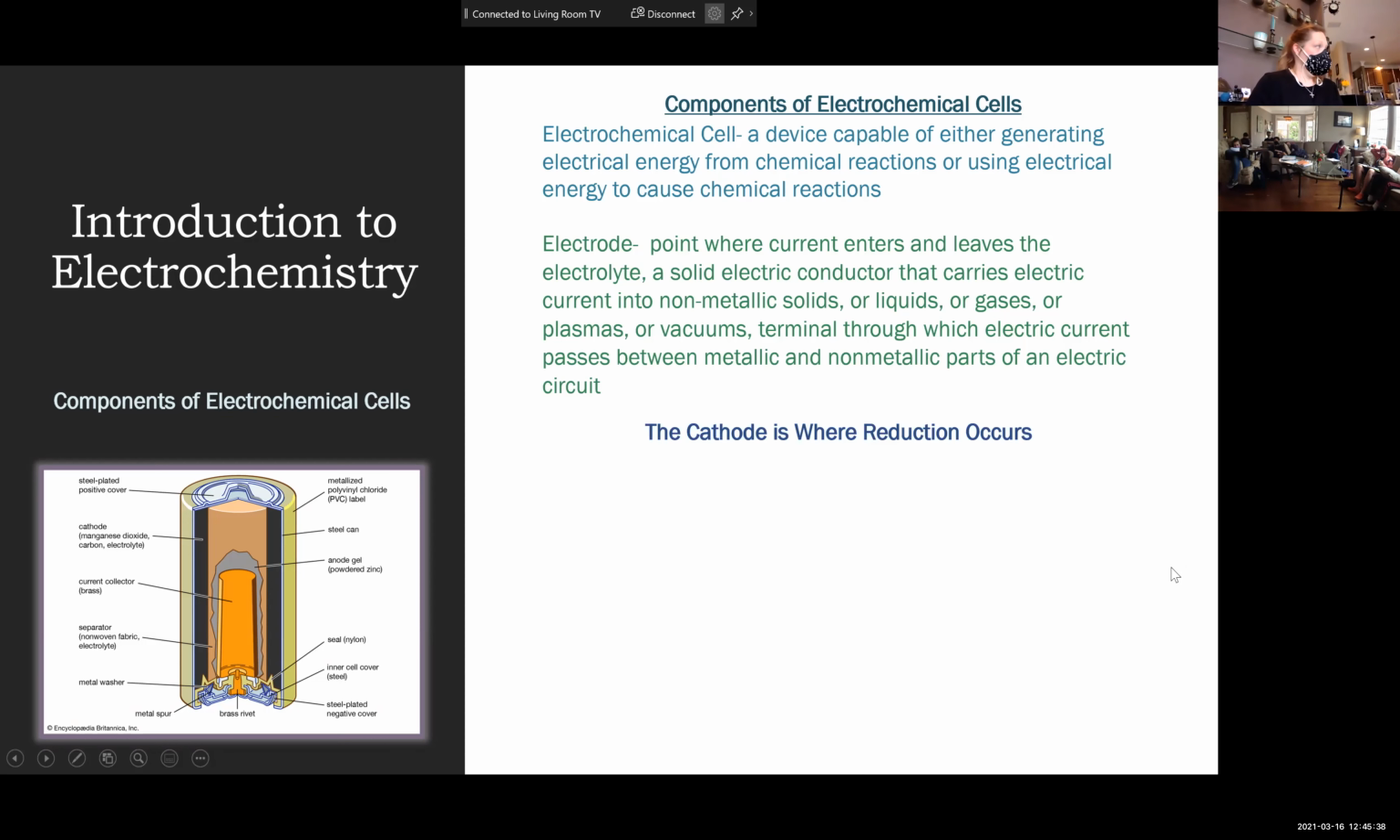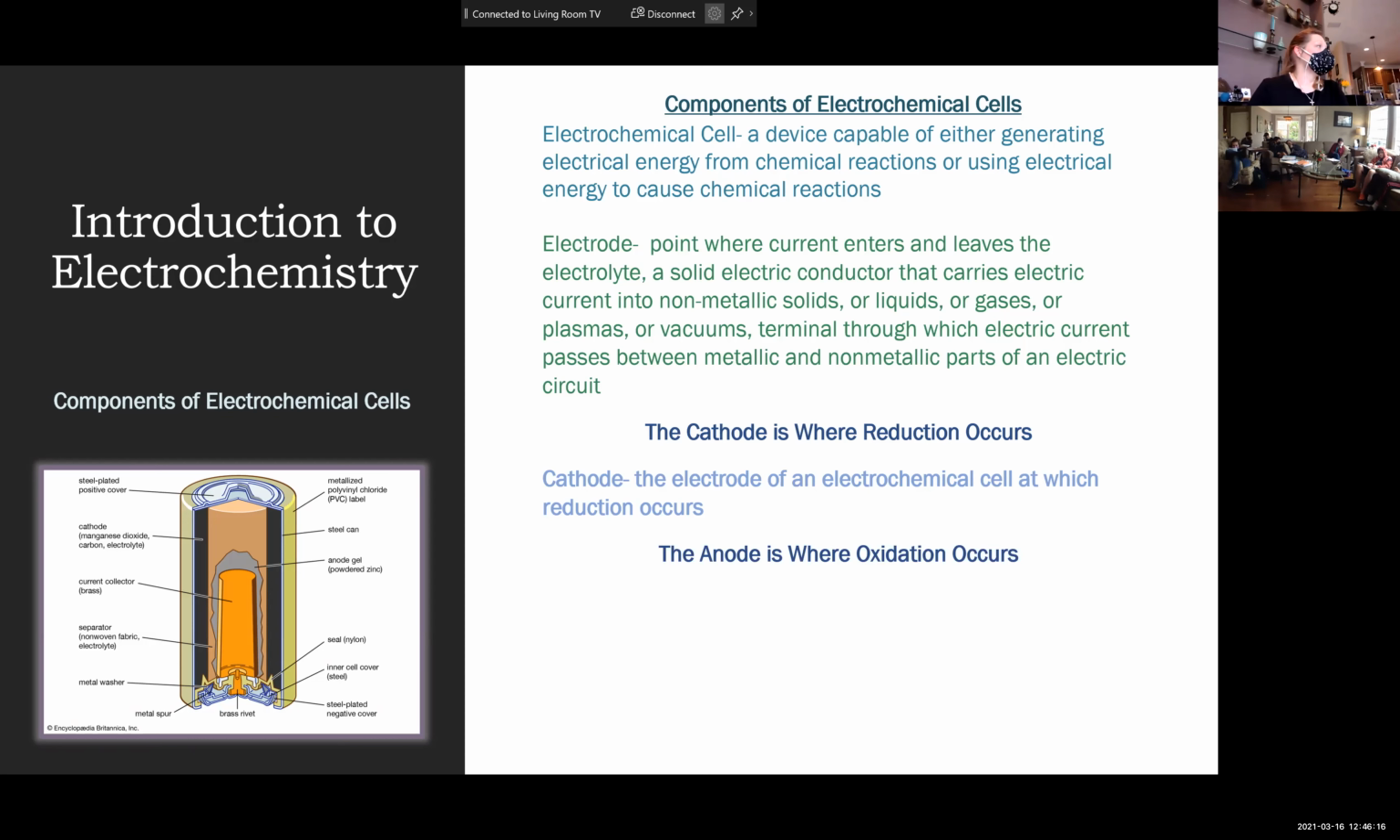And then your cathode is where the reduction occurs. When you're looking at a battery, like this battery right here, there's this little button on one end and a little rivet on the other end. Which end is the positive end? The little button end, right? And is that an anode or a cathode? Cathode, because cats are positive. There you go. So your cathode is where your reduction occurs. The cathode is the electrode of the electrochemical cell at which reduction occurs, and your anode is where your oxidation occurs. So we did OIL RIG a minute ago, right?